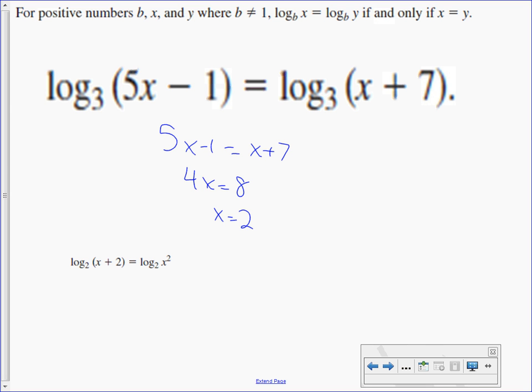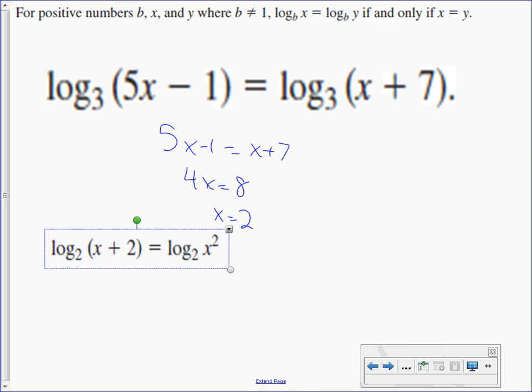Right? Now, with any luck, 10 minus 1 is? 10 minus 1 is 9. And 2 plus 7 is? So log base 3 of 9 equals log base 3 of? Should be the same number, right? All right?